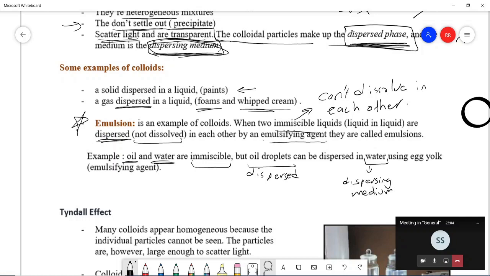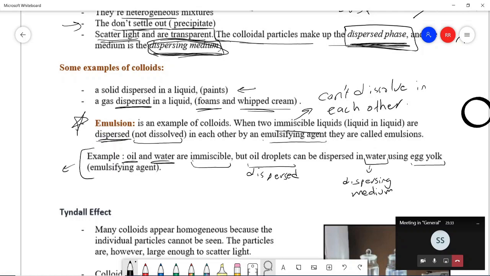But normally, as we said, these two cannot get mixed. Then what do we have to use? An emulsifying agent. What is the emulsifying agent? Egg yolk. Egg yolk can be used to mix oil and water. How? This egg yolk somehow grabs the oil and grabs the water together and keeps them inside each other. The oil droplets will stay dispersed inside the water.